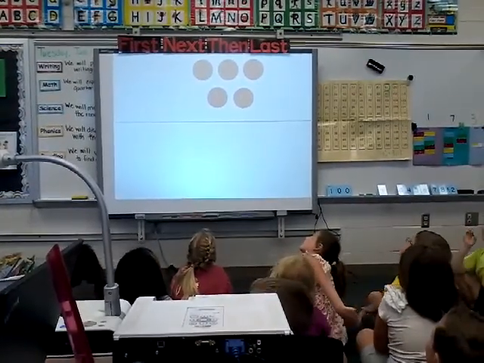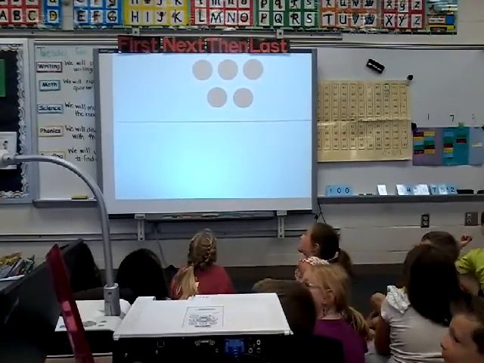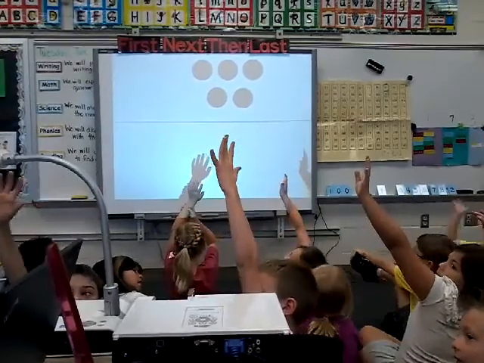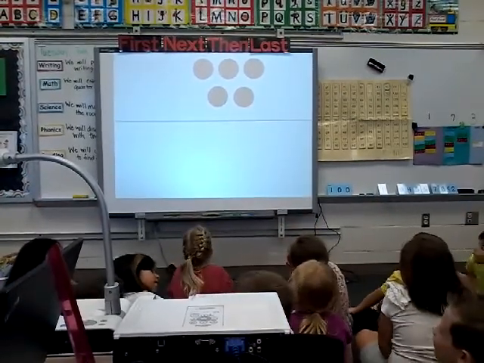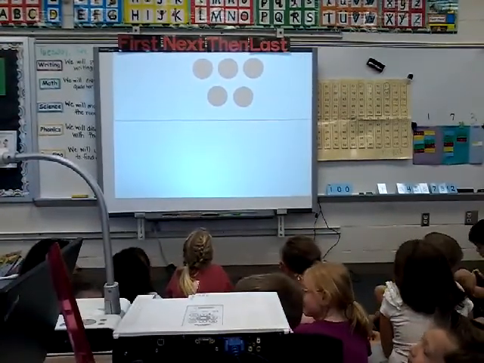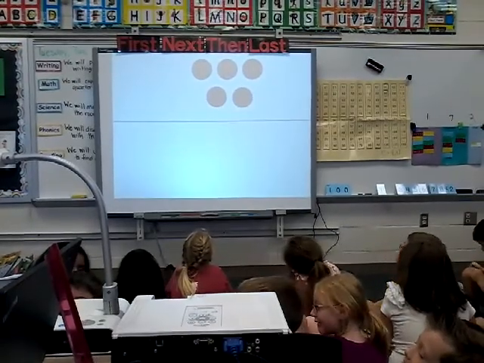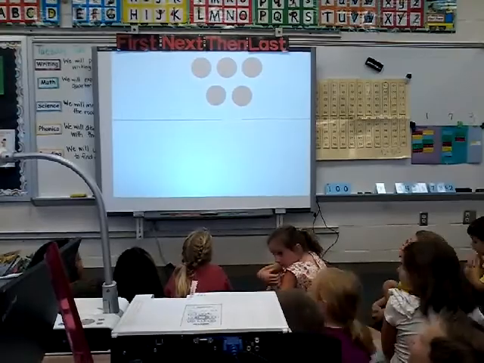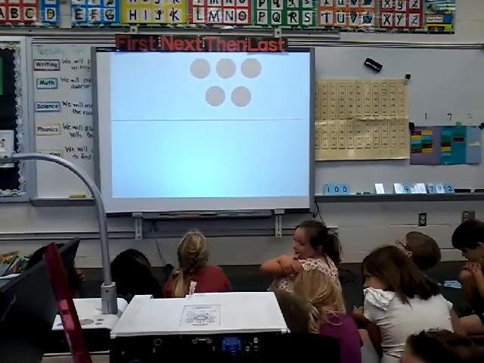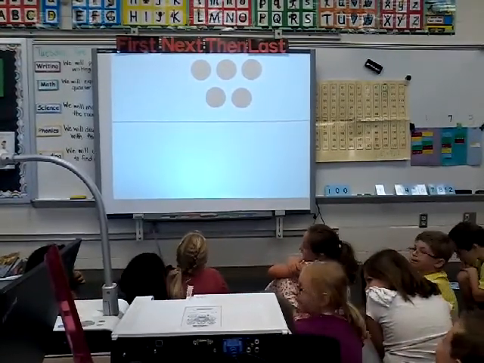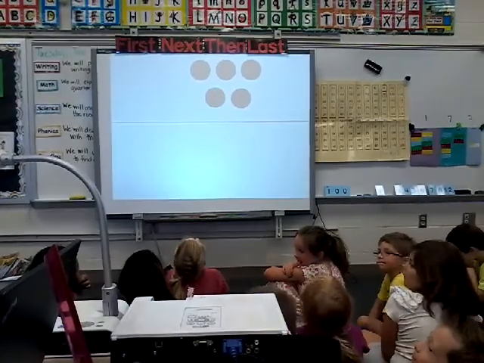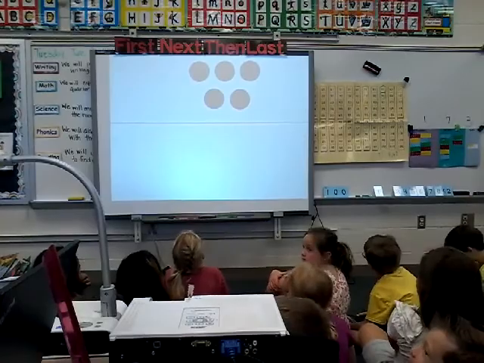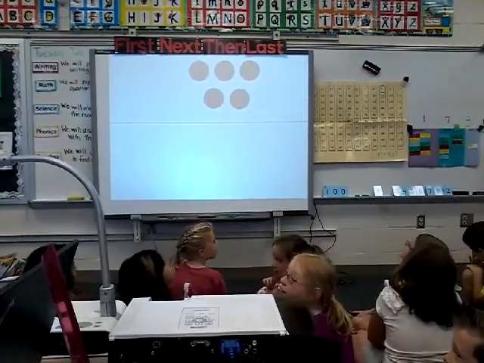How many do you see? 5. Raise your hand if you know what the missing card is. Remo. And how do you know? Let's look at it again. How many do you see up top? 5. And we're trying to get to 9. 4. You might have a strategy for determining 4.